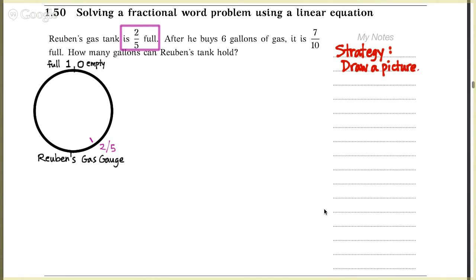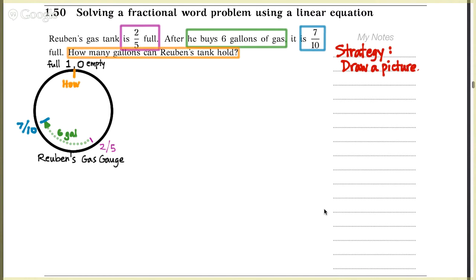So 2/5 is a little less than a half, so it's maybe down toward the 5 o'clock position on the clock. So that's where his gas starts. Then he buys 6 gallons, so presumably the needle's going to go up. And when it goes up, it's going to go up to the 7/10 level. So this is kind of a depiction of what's happening in this problem.